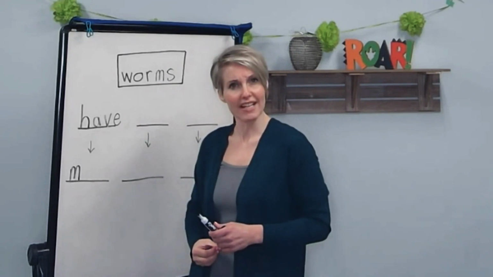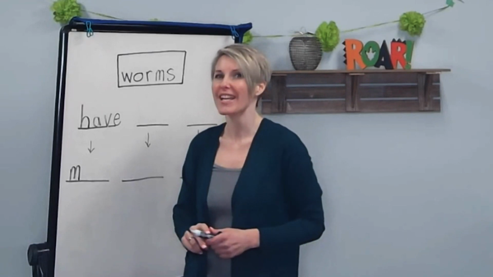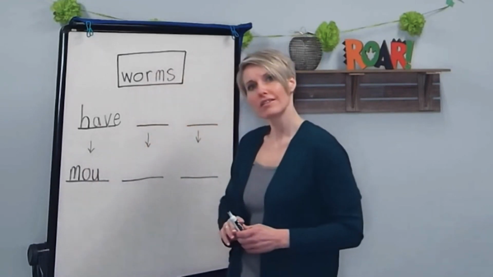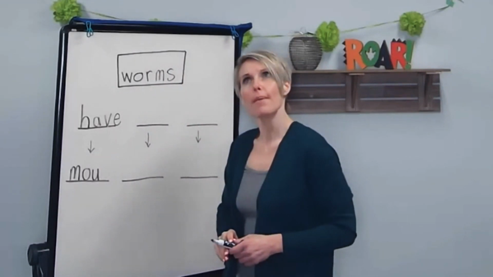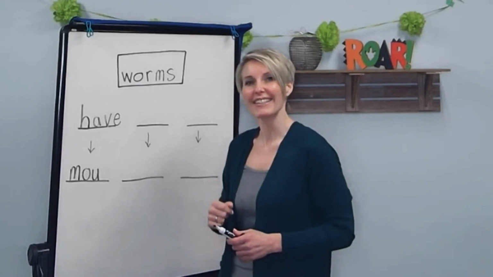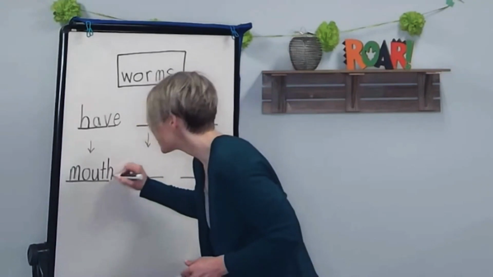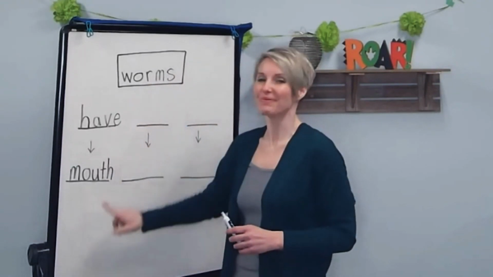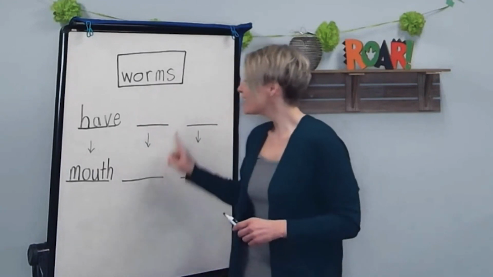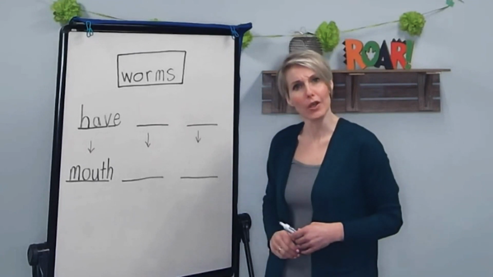Ow. Ow is the next sound. 2 letters make the ow sound in this word. It's O and U. Let's think about the last sound in the word mouth. Do you hear it? Yeah, it's TH. So worms have a mouth. They used it to dig, didn't they? Right. Now, let's think about what worms can do.